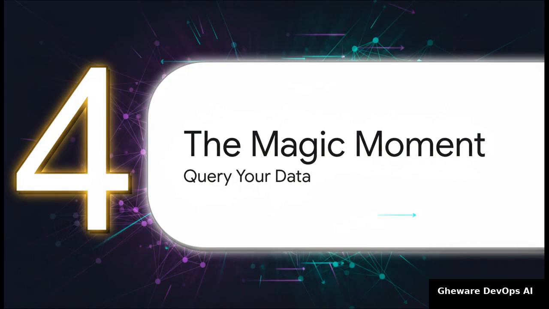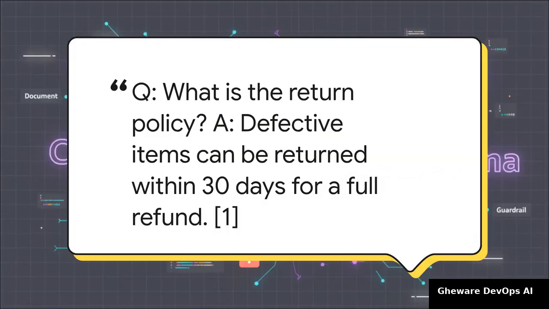Okay, now for the best part, the moment of truth. Let's actually ask it a question and see this thing work. So we pop open the test window in the console and we ask something specific, like, what is the return policy for defective items? And boom, look at that, a perfect, concise answer pulled right from our policy document.